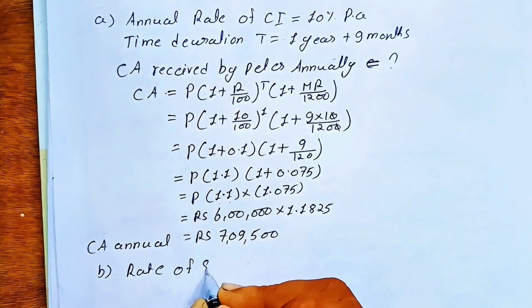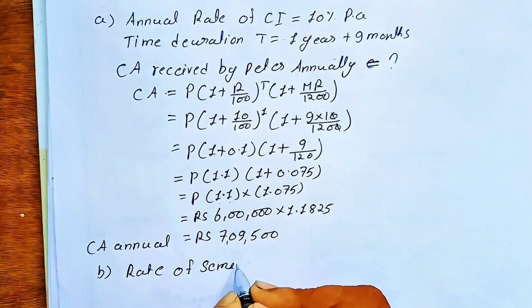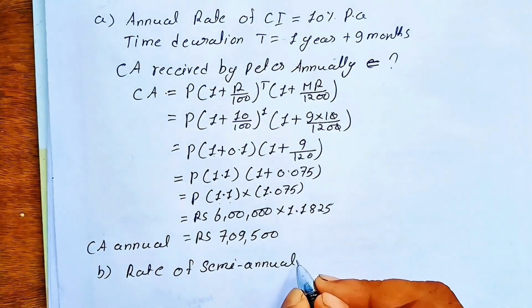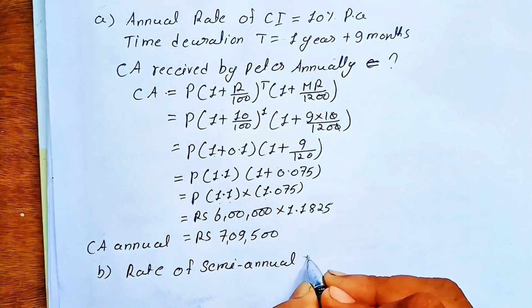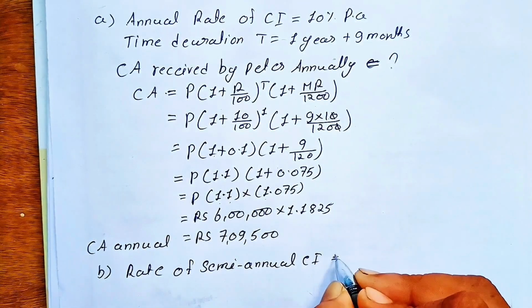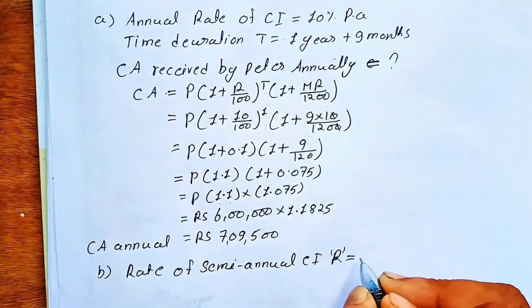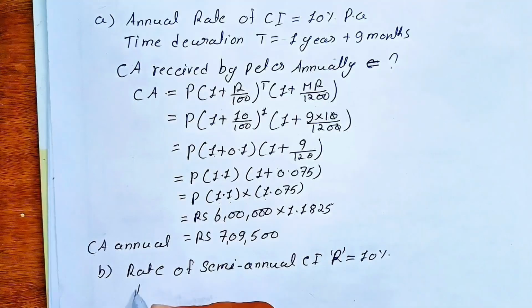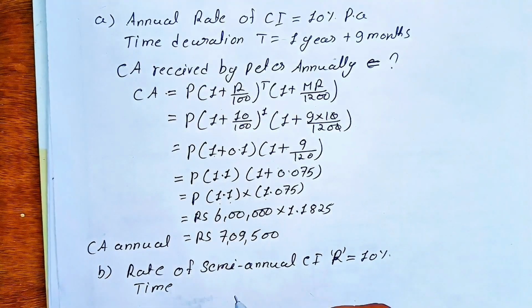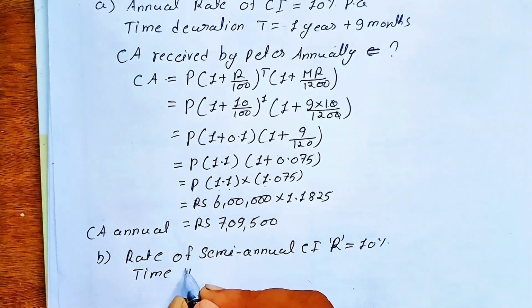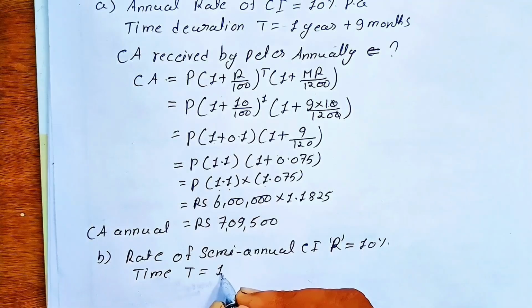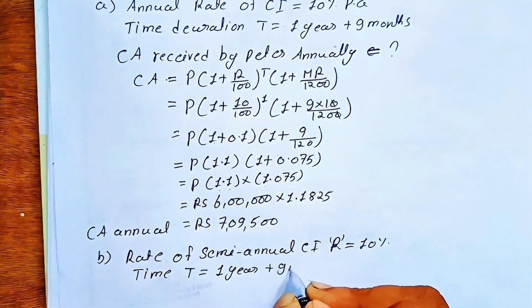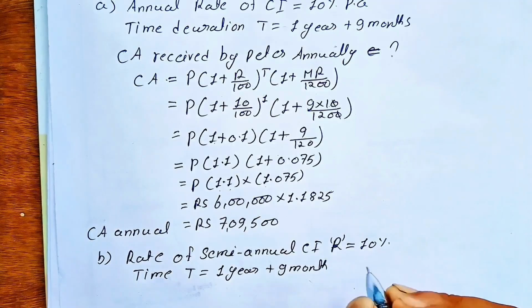Rate of compound interest, that is R equal to 10%, and the time duration T is 1 year plus 9 months.